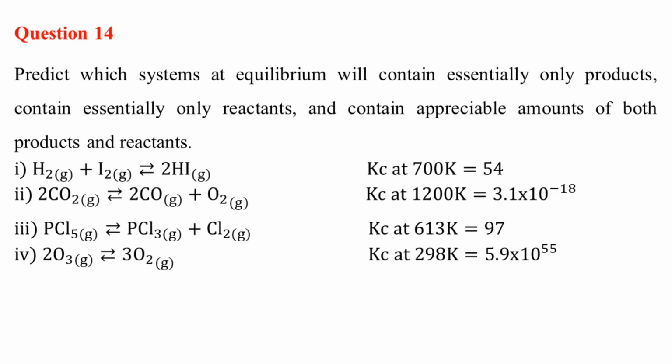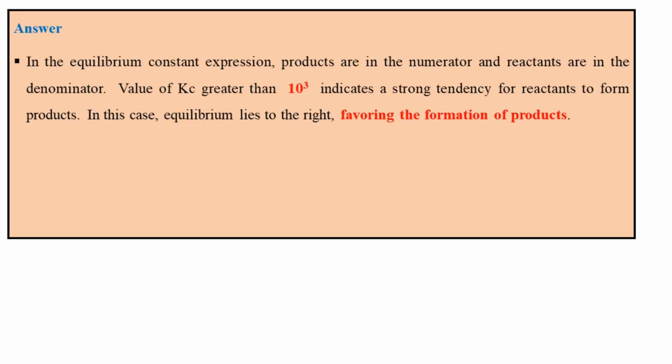Let's go to question 14. Question 14 is saying predict which system at equilibrium will contain essentially only product, contain essentially only reactant, and contain appreciable amount of both product and reactant. We have here the reaction that was given. They are saying predict which system at equilibrium will contain essentially only product, essentially only reactant, and appreciable amount of both product and reactant. We have been given different reactions. So let's go to the answer.